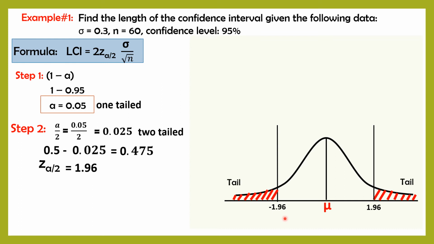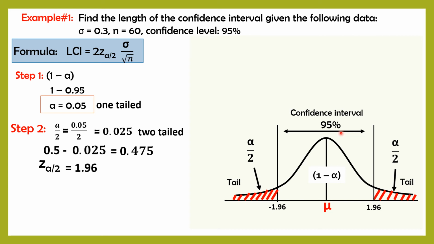Then, our two-tailed. To get that two-tailed, we first need to solve for our alpha, the 1 minus alpha. Then, once we have the alpha, we divide our alpha by 2 to get our two-tailed. And then, this length is what we will get. But this whole thing, that is 95%. That 95% is the confidence interval. So, we will get the length of the confidence interval.